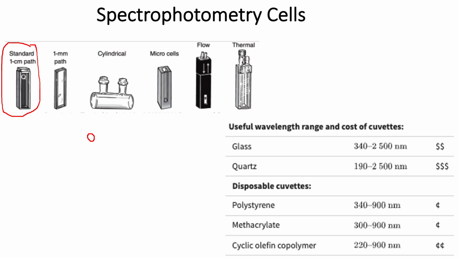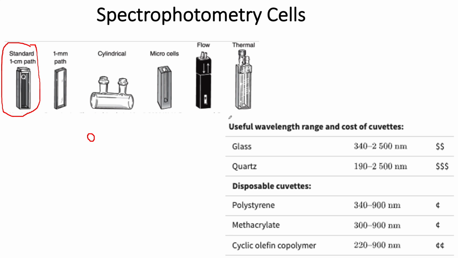When you use one of these bigger ones, the light beam is always small enough that you don't have to worry about the edges, or hopefully you don't have to. Here's a flow cell, so you're flowing something through it for whatever reason. And this one's a thermal cell. Maybe your sample has to be heated or cooled for some reason. Most likely heated. Okay, so there are different shapes of these cuvettes.